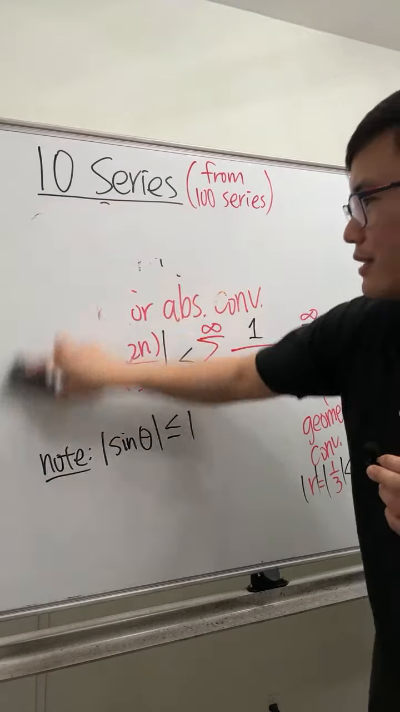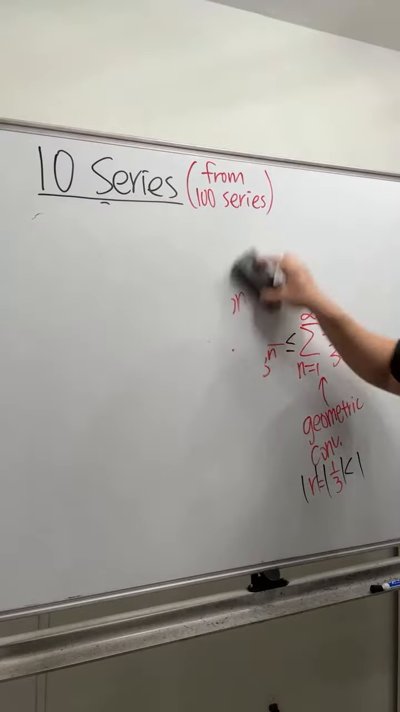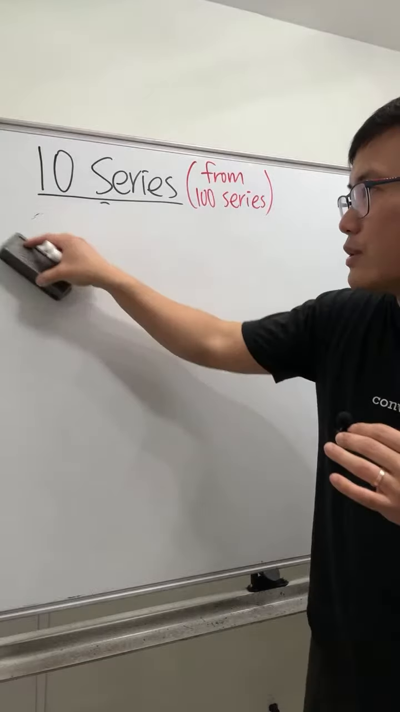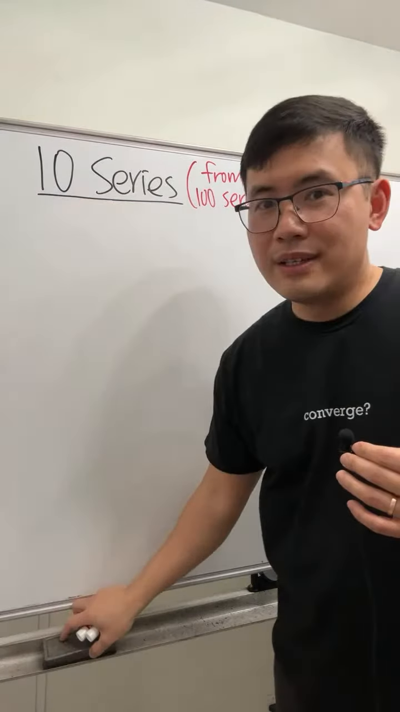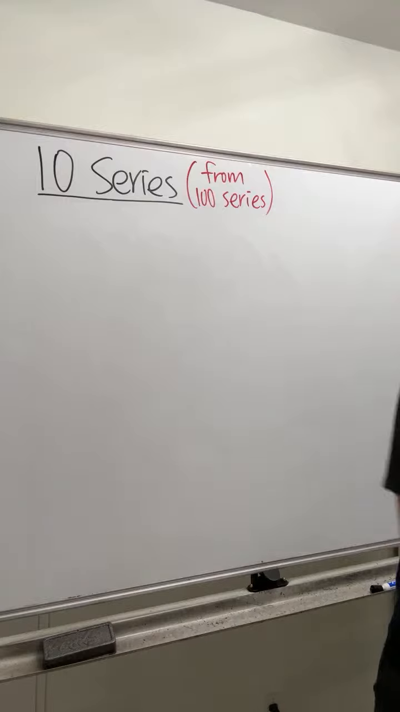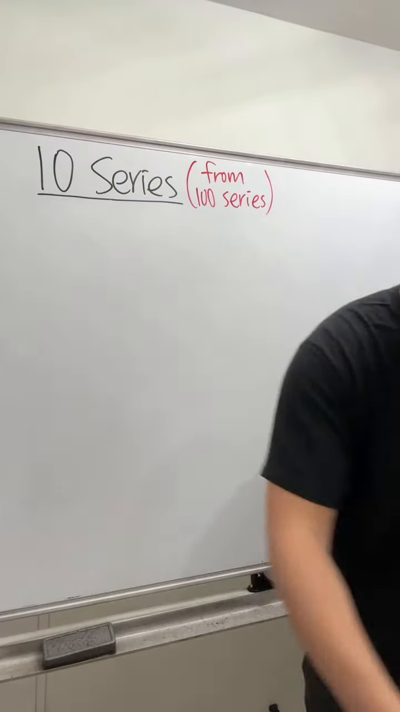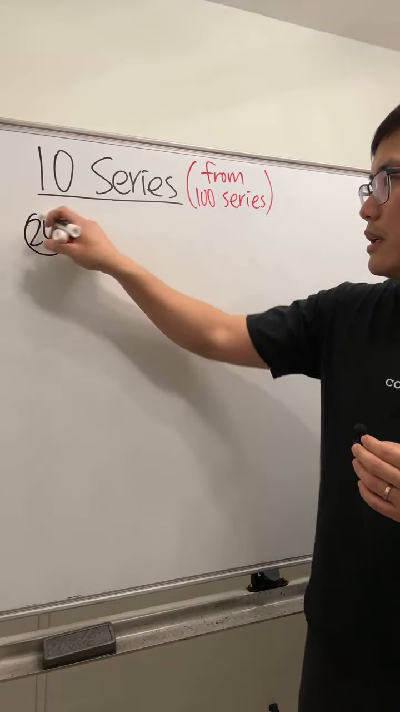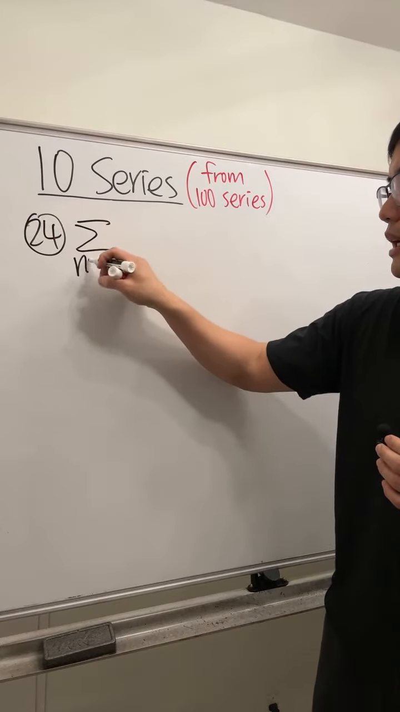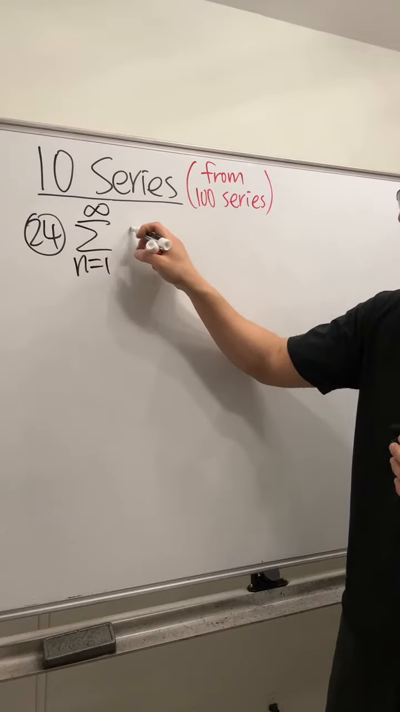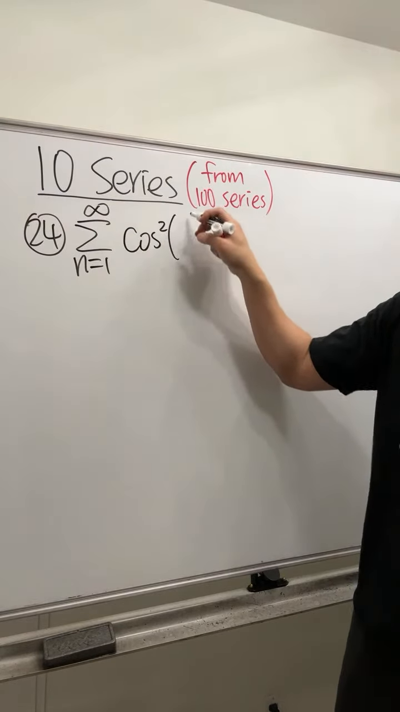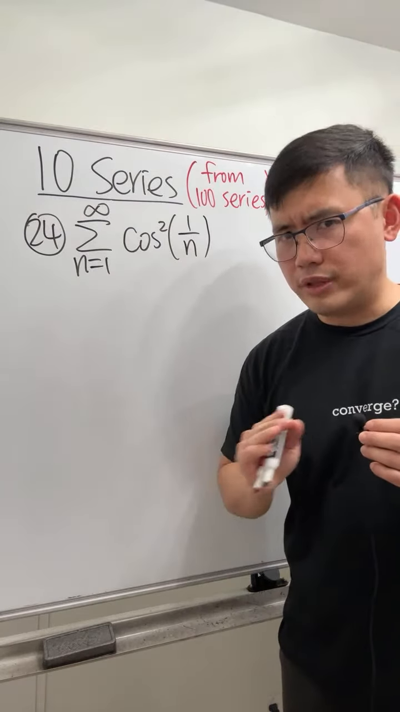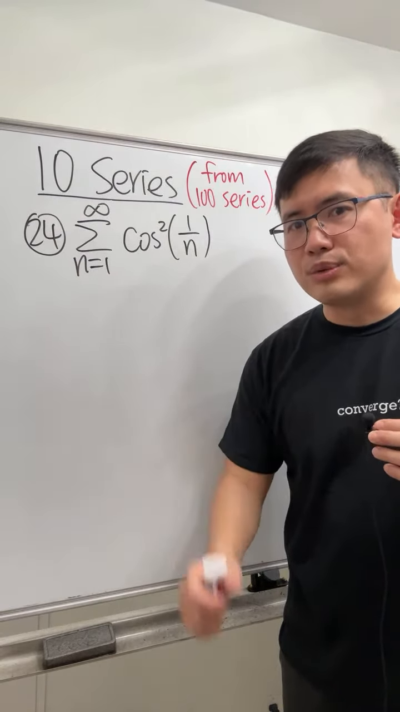Alright, so this one right here could be easy if you know the indications. And that's the goal for this video. When you see a series, it's not so bad sometimes. Alright, this is question number 24, the next one. Here we're looking at the series, n goes from 1 to infinity, cosine squared of 1 over n. But for this one, do not do the absolute convergence.